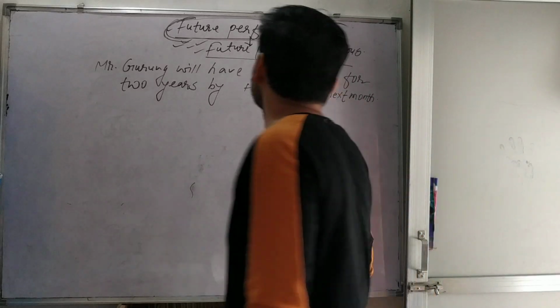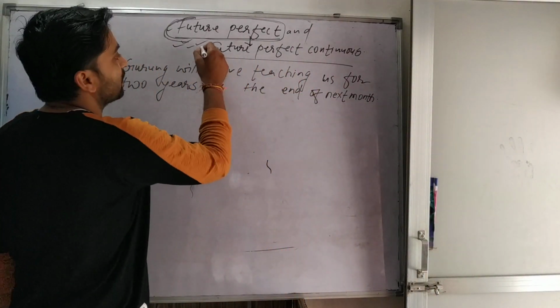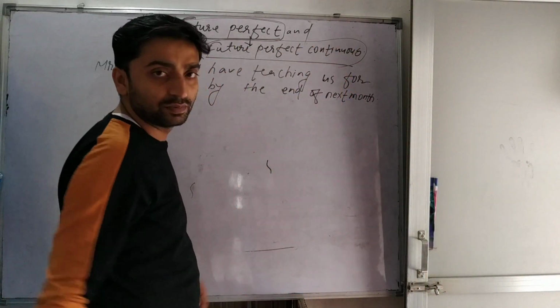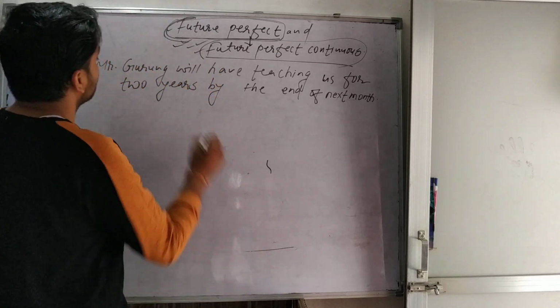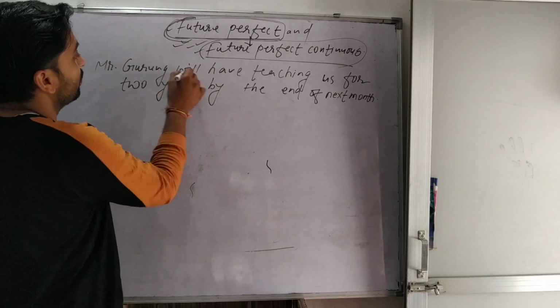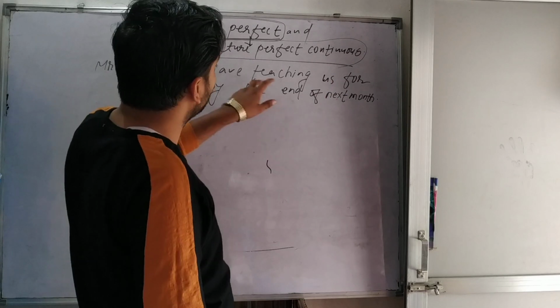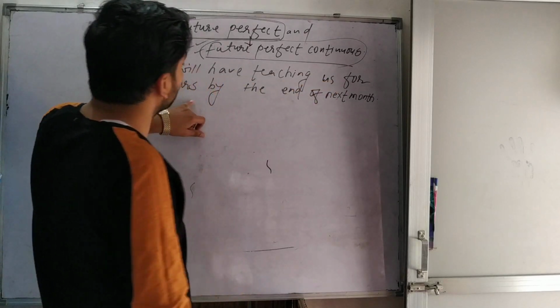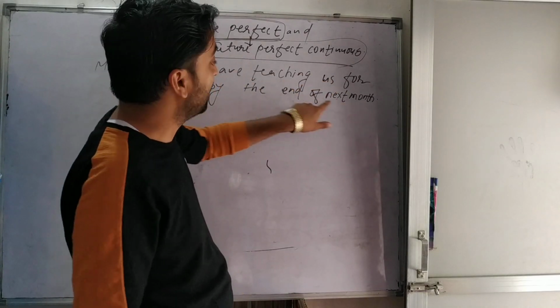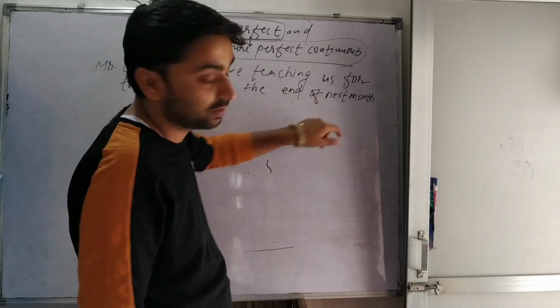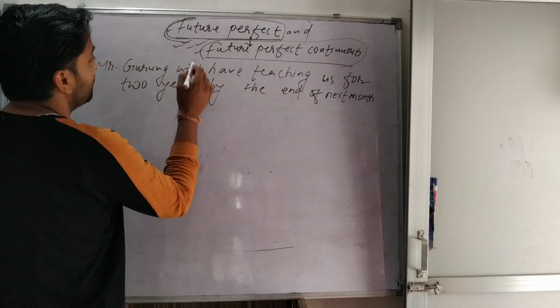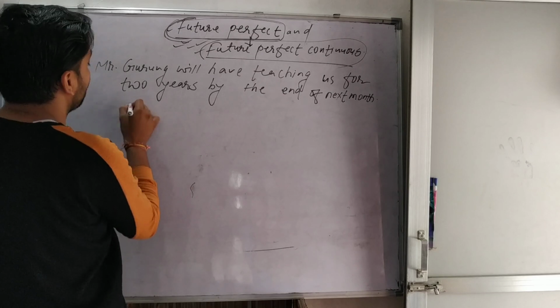Okay, so let's start now with future perfect continuous. This is the last one for the future tense, future perfect continuous. So you can see the example: Mr. Gurung will have been teaching us for 2 years by the end of next month. Okay, so the form is very easy for the future perfect continuous.